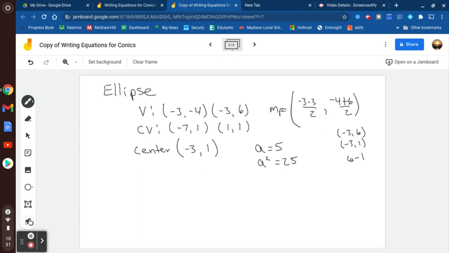The co-vertices are tied to which variable? B. So I know this is going to give me my b. What's staying the same in those three? 1 stays the same. So now I'm comparing either these two or these two. What do I do to -3 to get 1? 4. There's a difference of 4. To get from -3 to -7, I have to go 4. So my b is 4. So b squared equals 16.